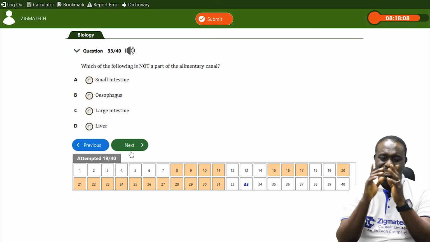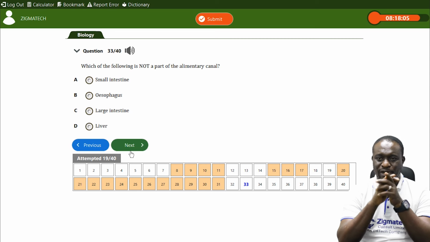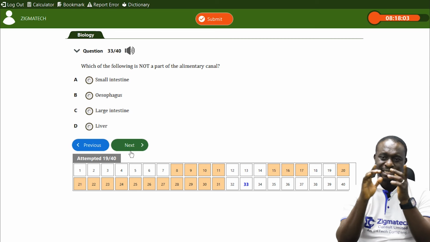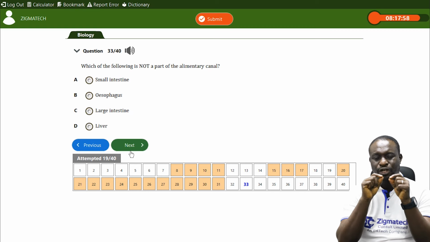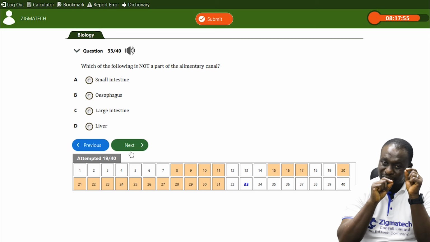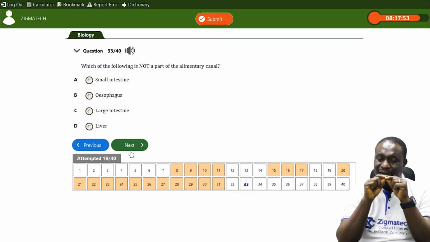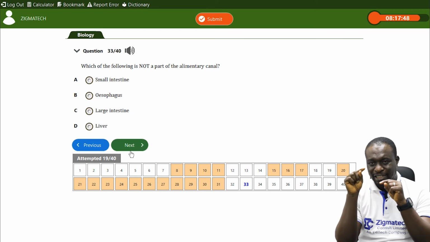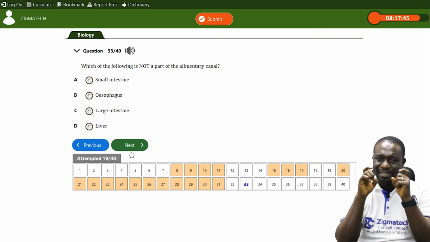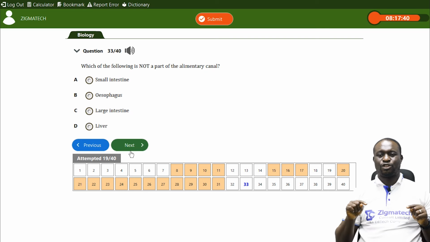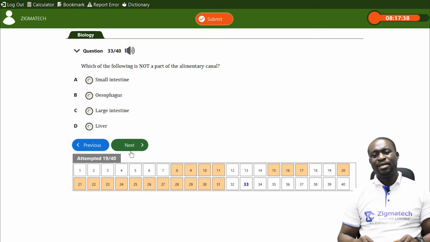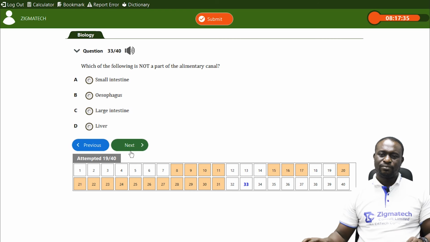Now, A says small intestine, correct. B says esophagus, correct. C says large intestine, correct. But D says the liver. Now, the liver per se is not part of the alimentary canal, but the liver can be found near the duodenum and it carries a function under digestion. But what we're looking at per se is the alimentary canal. So the correct one that is not a part of the alimentary canal is what? The liver. So option D.